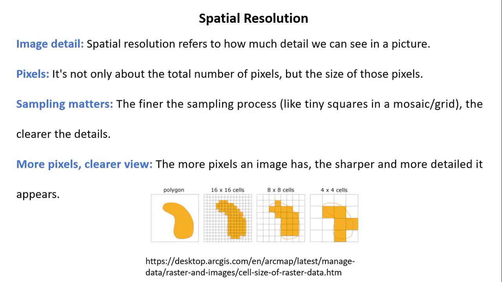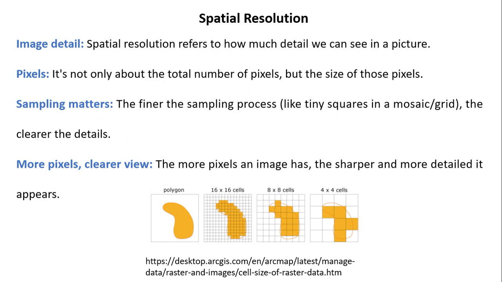Spatial resolution. It refers to how much detail we can see in the picture. So it's not only about the total number of pixels, but the size of those pixels. The finer the sampling process, that is nothing but the tiny squares in a mosaic or grid, the clearer the details. More pixels, clearer view. An image with more pixels appears sharper and with more detail. Now you can see from the example also.